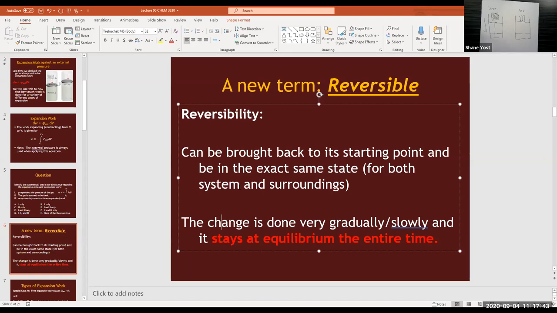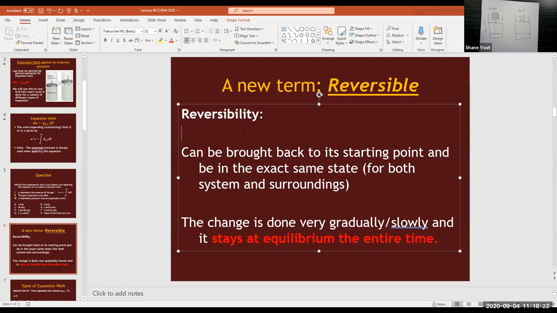But again, a reversible change is a type of change where you are doing something such that you'd be able to bring it back to its original point for both the system and surroundings. In order to do a change like this, you have to do it very gradually, very slowly, so that you can maintain equilibrium the entire time. During that entire change of your state, you're always in equilibrium. That's the key thing here: you're always in equilibrium for a reversible change.